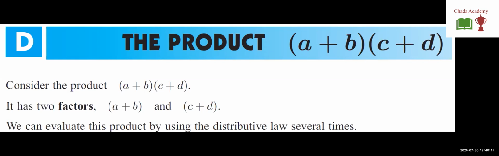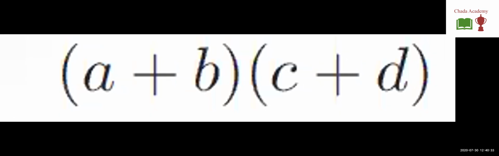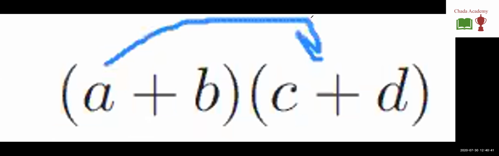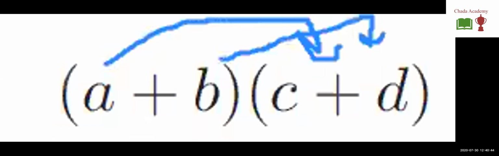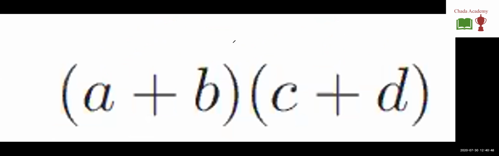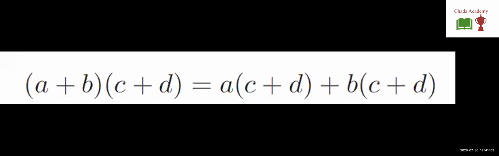How is it done? Again, we use the distributive law, but several times. So let's start by evaluating (a plus b) times (c plus d). It's like you're multiplying a by c plus d and b by c plus d, right? As we did, consider a plus b as one number. You multiply it by each of the terms, by c and by d. So it's a times (c plus d) plus b times (c plus d).